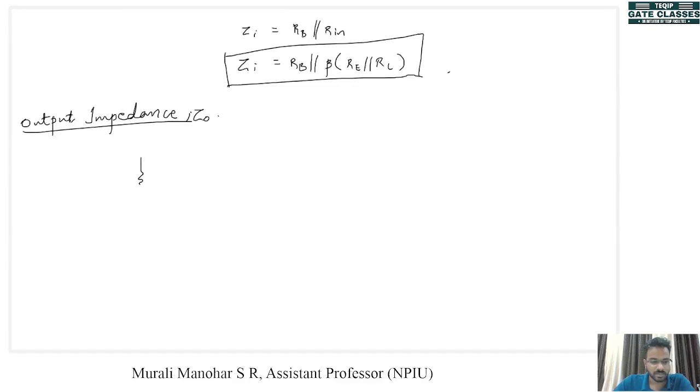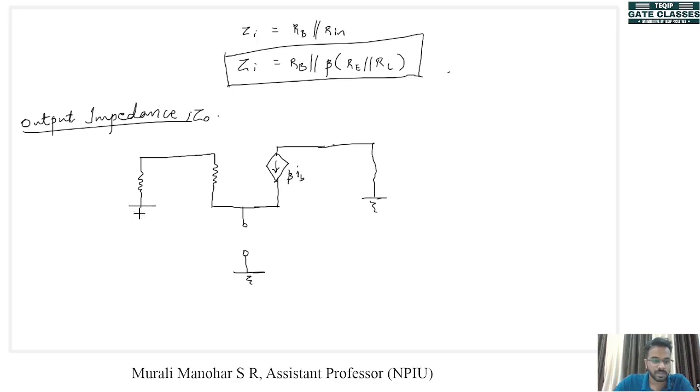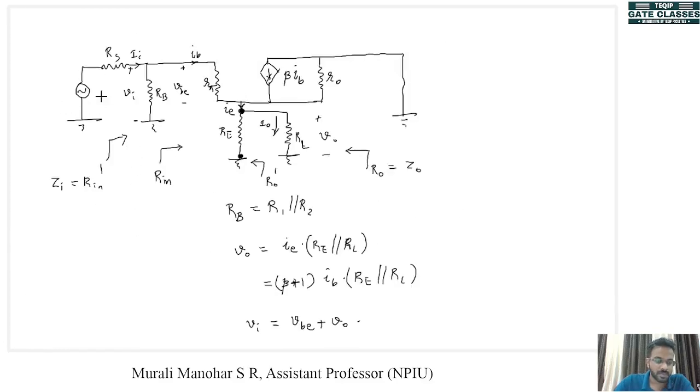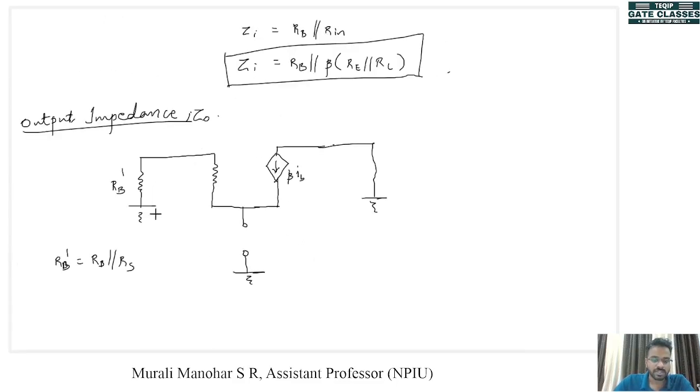There is one resistance here, then our R pi here, then here we have removed the resistance, here there is ground, and here we have beta IB. Here also we have ground. This is also grounded. I am calling this RB dash, and RB dash is nothing but RB parallel RS, the combination of RB and RS. Since we have removed this source, RS is now grounded. So this is the parallel combination of RB and RS. So this is our new circuit.